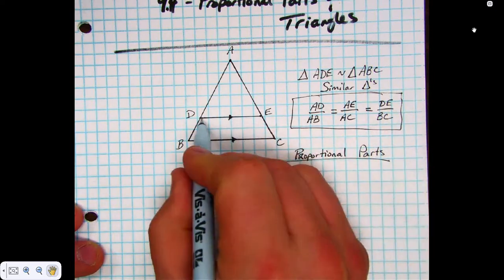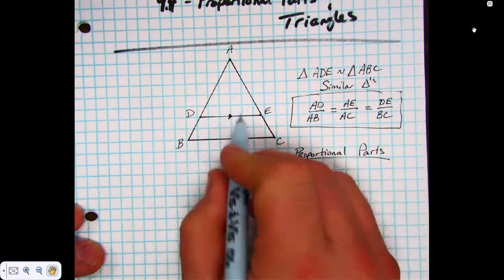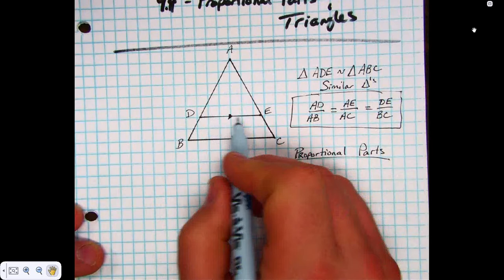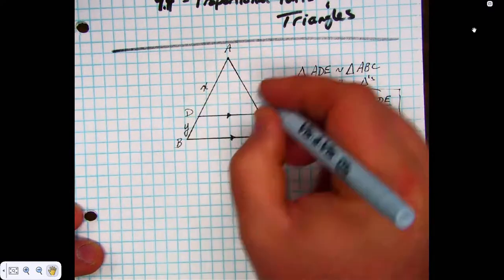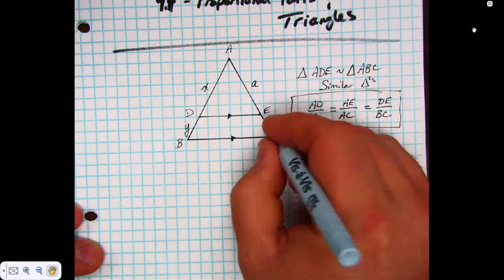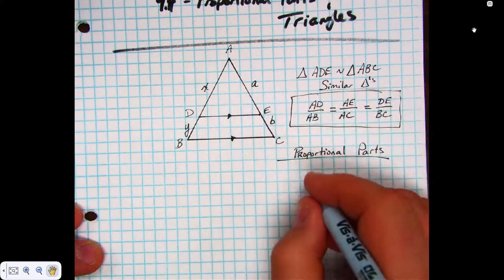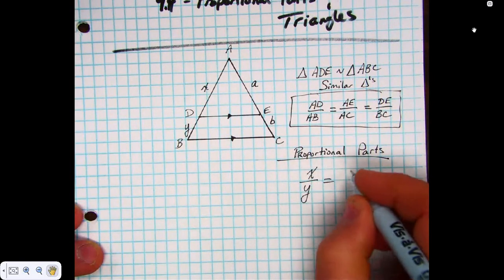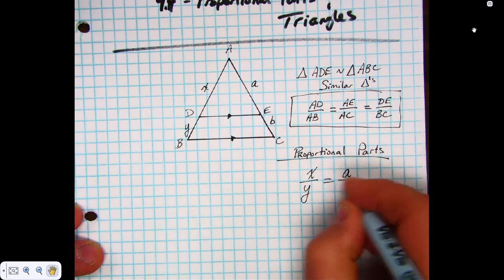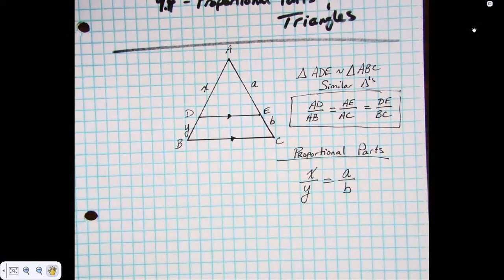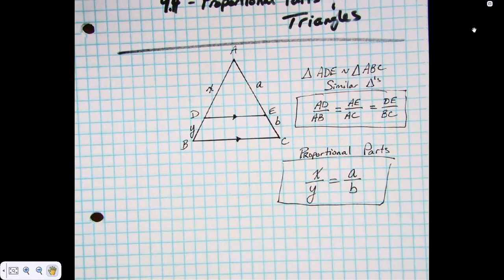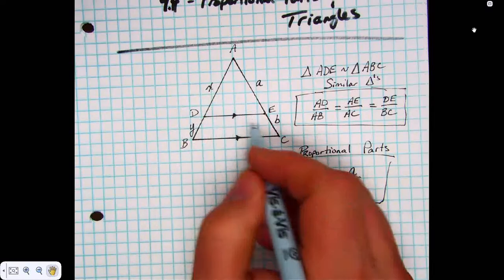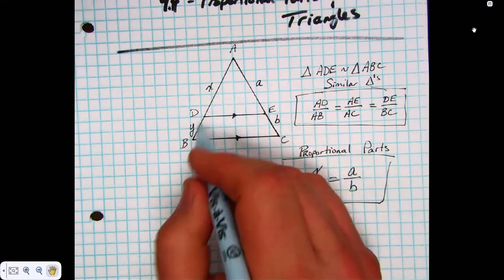Okay. Then I drew this side that was parallel to this that created another triangle that was similar, right? When I did that, I created parts. If I call this part X, this part Y, this part A, and this part B, what we can always say is that X over Y will always equal A over what? Here you have what? Proportional parts. Because this side was separated into two parts.